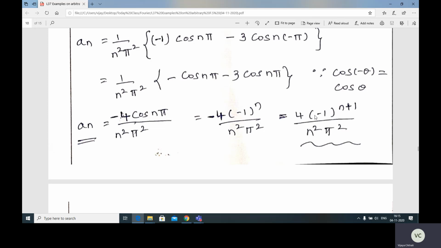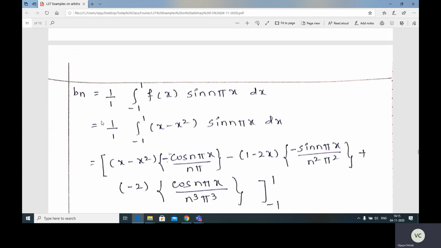So this is equal to (4 minus 1 raised to n plus 1) divided by n square pi square. Now calculate Bn. So Bn is equal to 1 upon 1 because L is 1, integration from minus 1 to plus 1, f of x is x minus x square, sin n pi x. So integrate this with respect to x. Again use Bernoulli's rule, integration by parts.